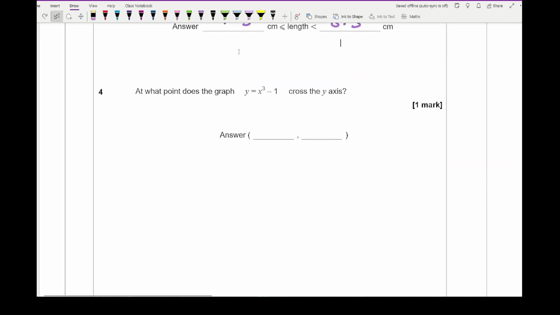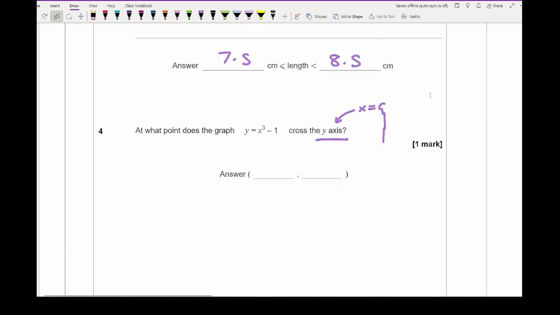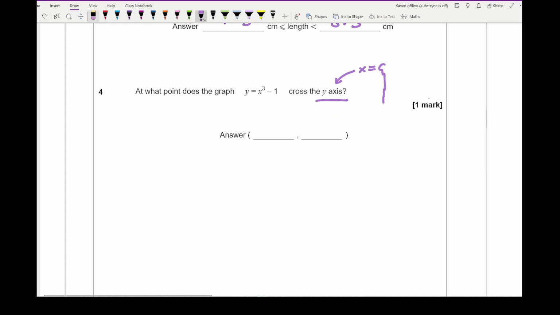Moving on to question 4, it says at what point does the graph y equals x cubed minus 1 cross the y-axis? Well, where it crosses the y-axis is when x equals 0. So to work out the y-intercept, all I then need to do is to substitute the value of x equals 0. And what we get then is going to give me minus 1. So here we get y equals minus 1. So that gives me my coordinate of 0, minus 1.